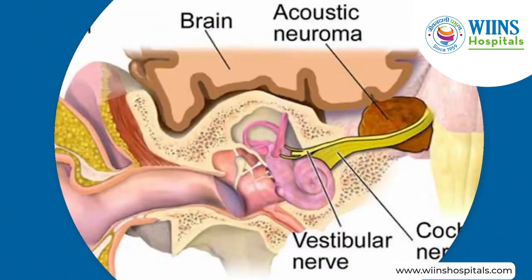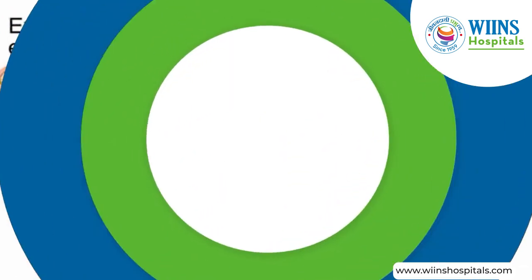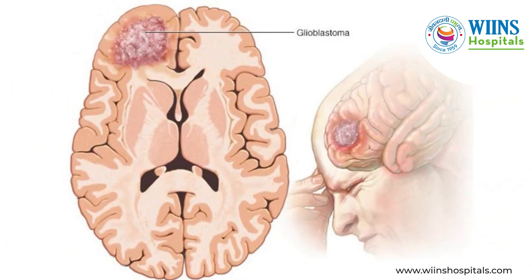For example, if it arises from the neurons or the nerve cells, then it is called a neurinoma. But more commonly, brain tumors arise from a connective tissue cell in the brain called the glial cell, and the tumor is then called a glioma, or if it arises from astrocytes, it is called an astrocytoma.